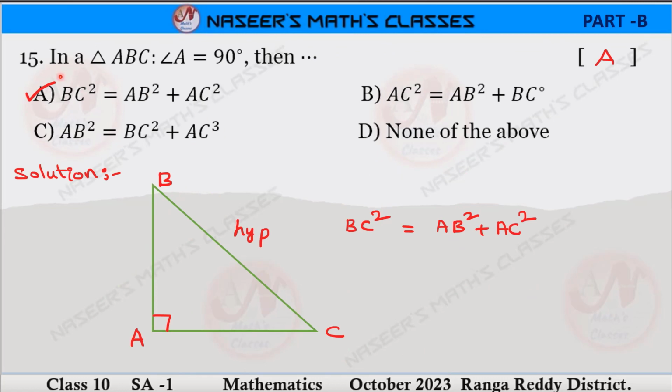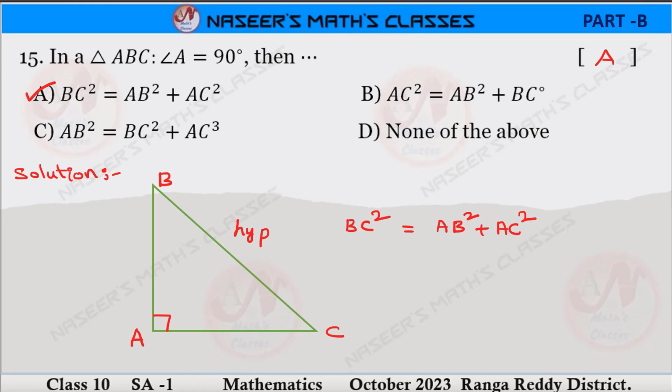15th one. In triangle ABC, angle A is equal to 90 degrees. Then from the given data, angle A is 90 degrees. Then in triangle ABC, we can write BC square is equal to sum of the squares of other two sides. So here BC square is equal to AB square plus AC square. That is option A is the correct one.